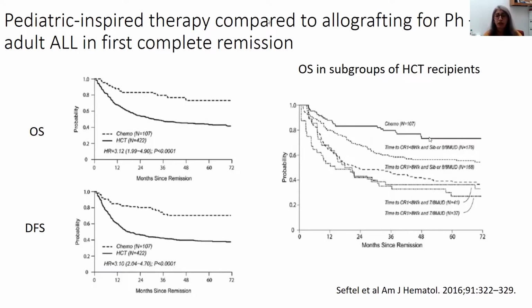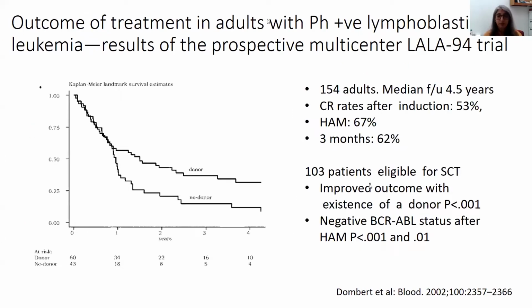Looking at the subgroups of patients, chemotherapy still trumped all different subgroups, with respect to patients who achieved a CR early, or whether they received a MUD or SIB transplant. The bottom line is that patients who are candidates for a pediatric-inspired regimen should be treated as such, and those patients who are probably standard risk will probably benefit from chemotherapy alone.